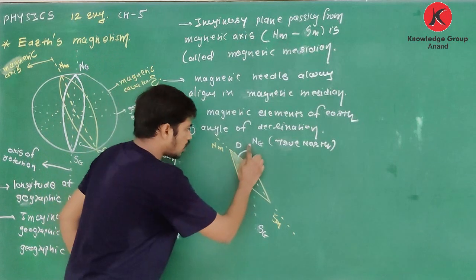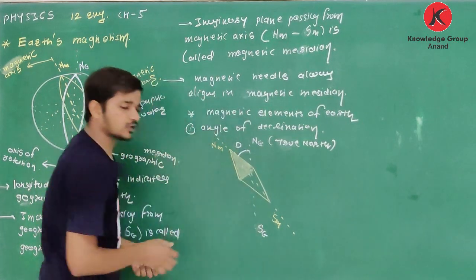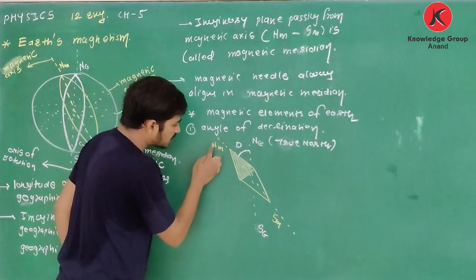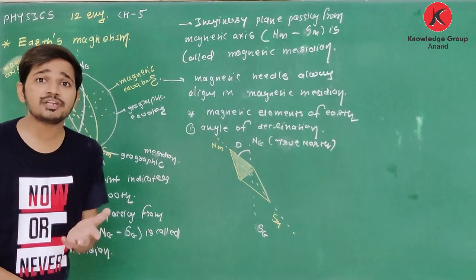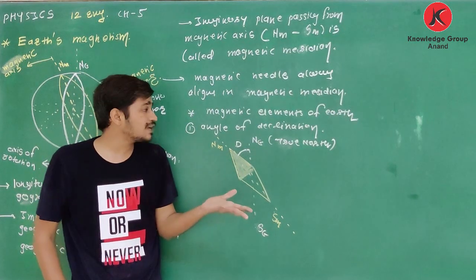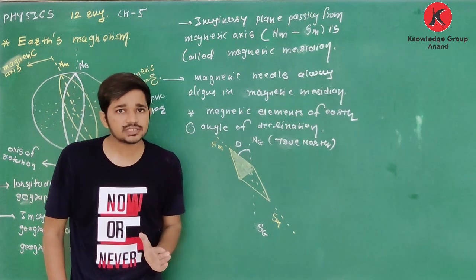Also, see, what is the imaginary plane passing from geographical north and geographical south? Geographical meridian. What is the plane passing from magnetic north and magnetic south? Magnetic meridian. So what is the second definition? The angle between geographical meridian and magnetic meridian is called the angle of declination. Clear about this?